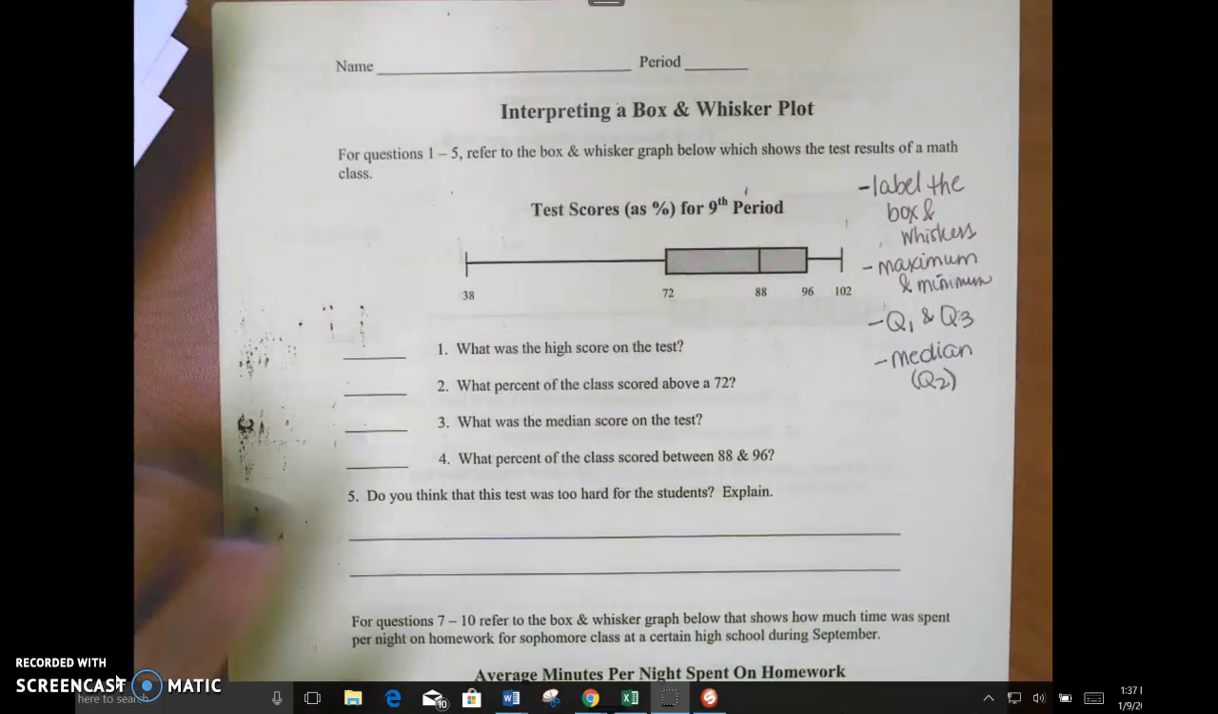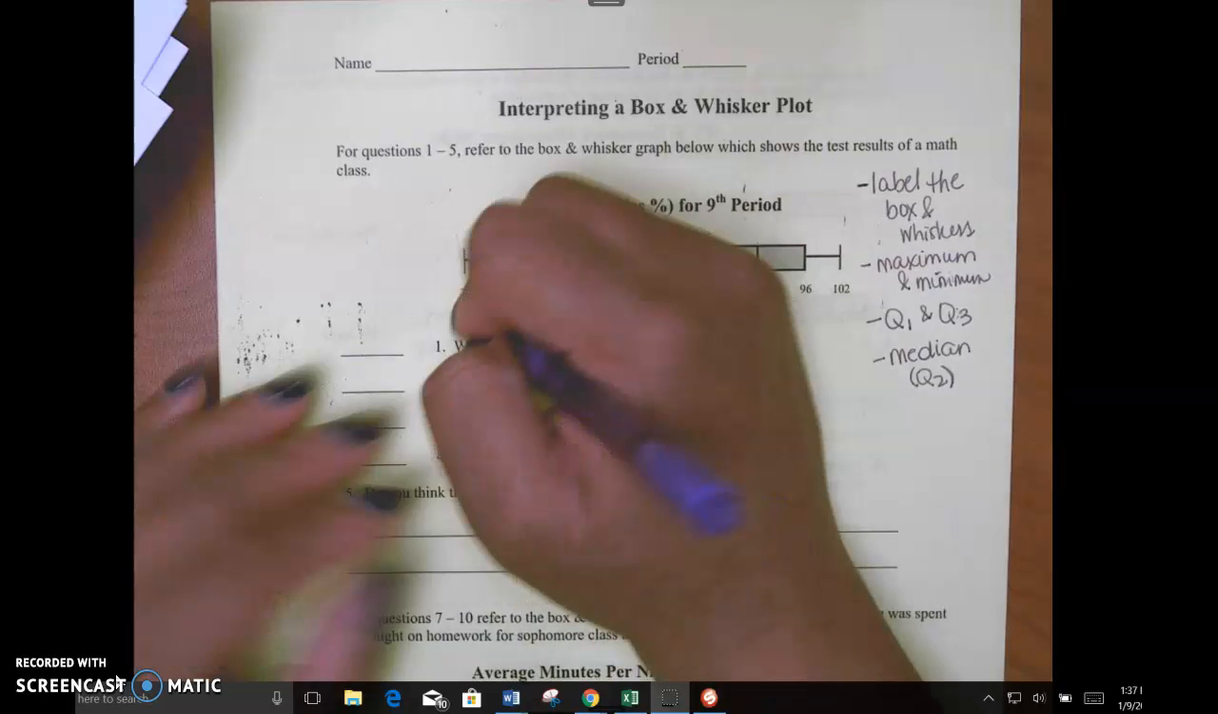38 is my what? There's a name for the lowest, or for the least. Minimum.